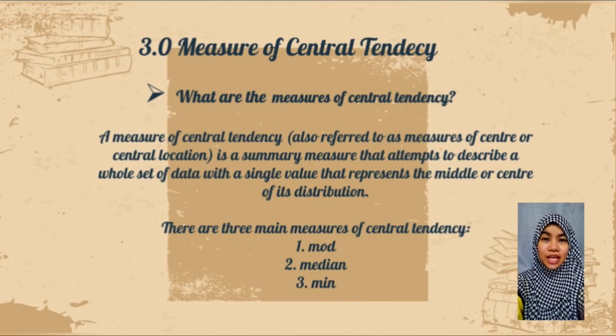Measure of central tendency. A measure of central tendency, also referred to as measure of center or central location, is a summary measure that attempts to describe a whole set of data with a single value that represents the middle or center of its distribution. There are three main measures of central tendency. The first is mode, the second is median, and the third is mean.